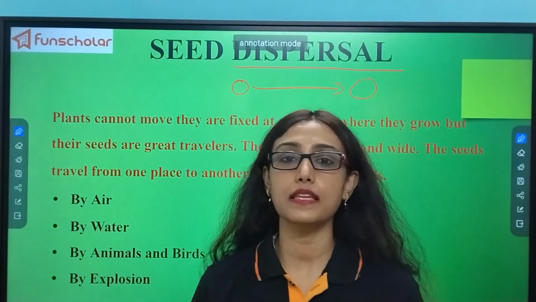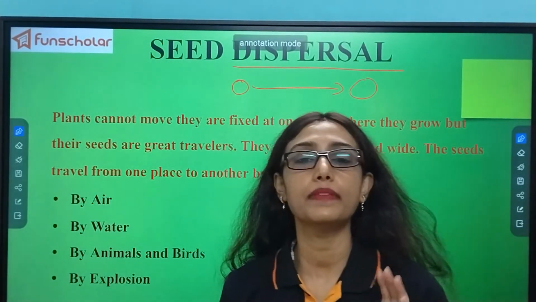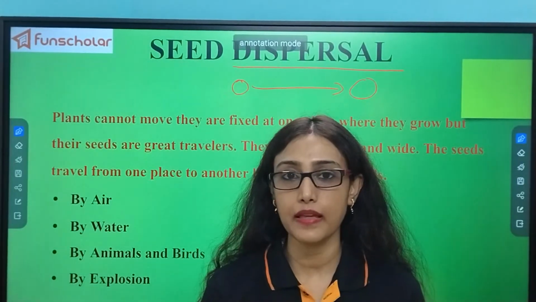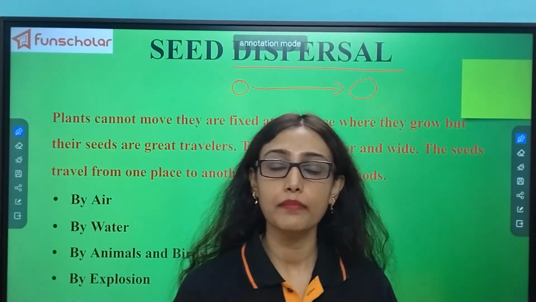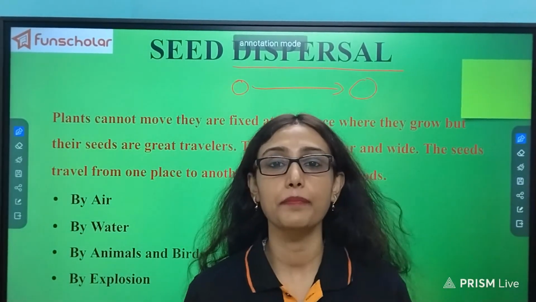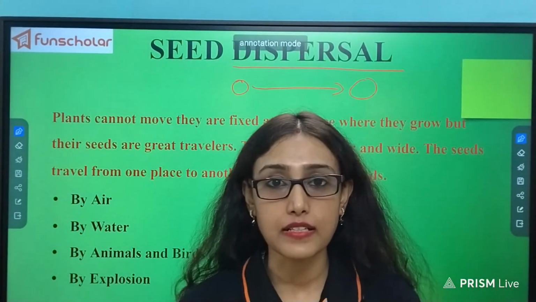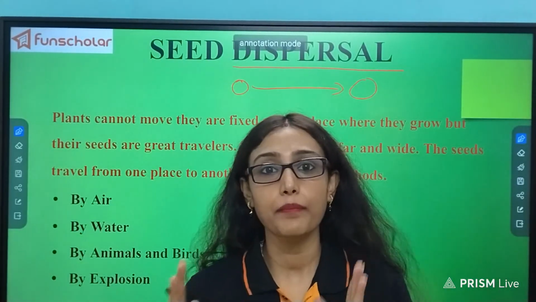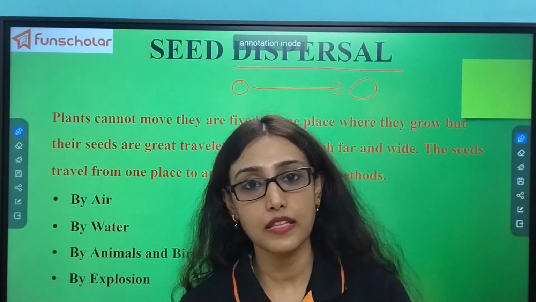Same thing happens in case of plants. They need help. Now, who helps the plants? Obviously, plants themselves cannot help themselves. So they need someone to help them to move. And that help is done by us, human beings, animals, birds, insects. Same like pollination, seeds are also being dispersed in this way.